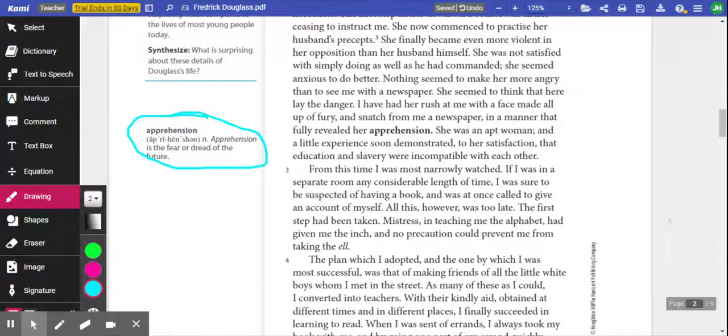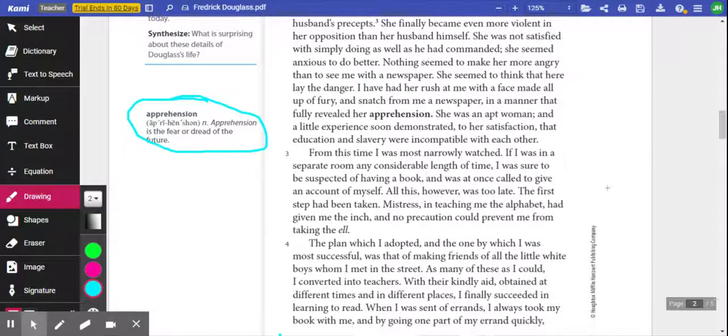If I was in a separate room any considerable length of time, I was sure to be suspected of having a book, and was at once called to give an account of myself. All this, however, was too late. The first step had been taken. Mistress, in teaching me the alphabet, had given me the inch, and no precaution could prevent me from taking the ell.